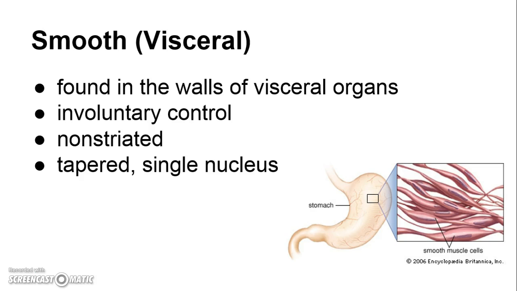They're non-striated, which leads them to appear smooth, unlike the other two types of muscle, with a central nucleus. As you can see in the picture, the sides of the muscle tissues are tapered at the side, and there's a single nucleus in the middle.